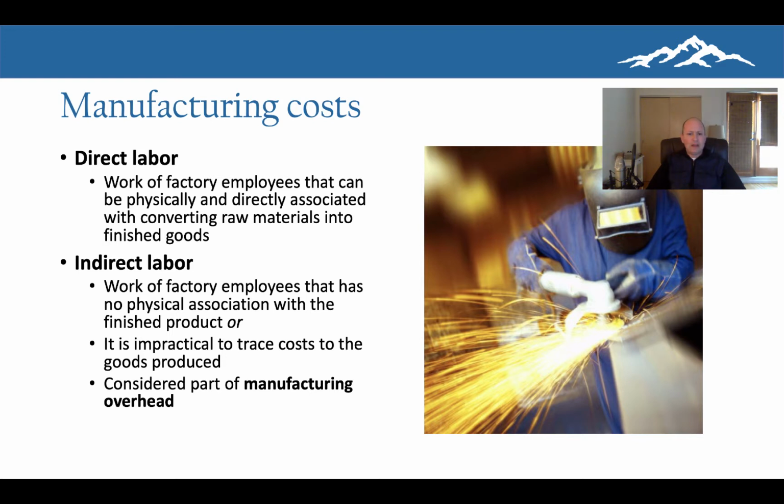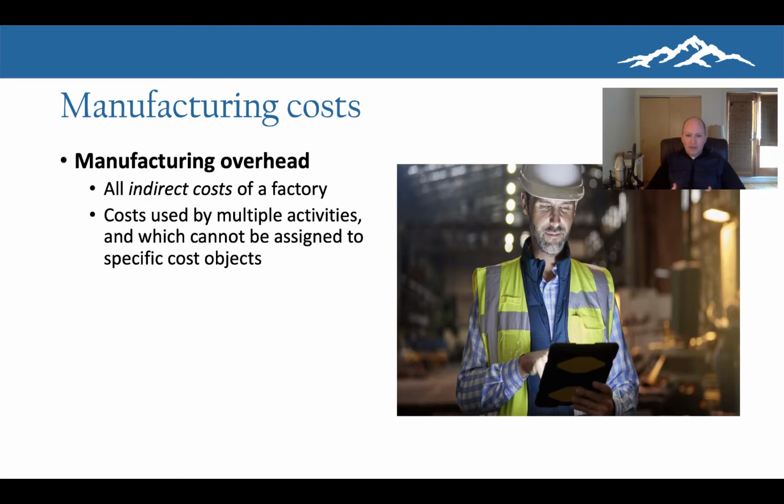So this might be a factory safety inspector or a factory foreman, right? He's not directly working on an individual product, but his work has an impact on the manufacturing. So it would get lumped into part of manufacturing overhead. So what is this manufacturing overhead? Well, really it's just where all the indirect costs go, right? So indirect labor goes there, indirect materials go there. They're costs used by multiple activities. They can't get assigned to a specific cost object. By default, they just get allocated to everything, right?